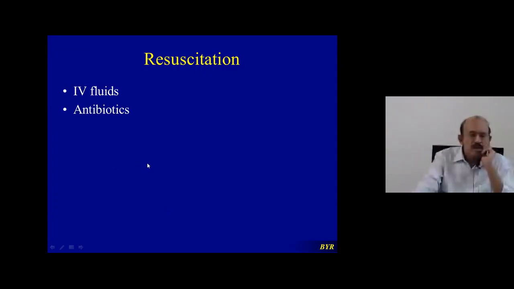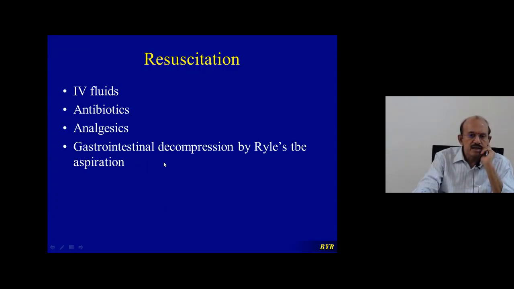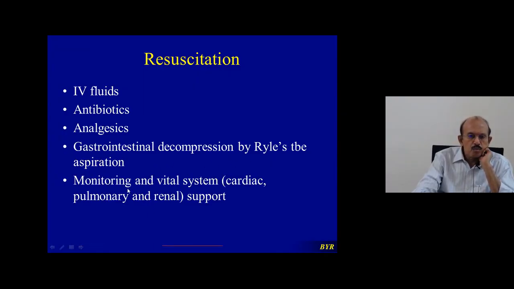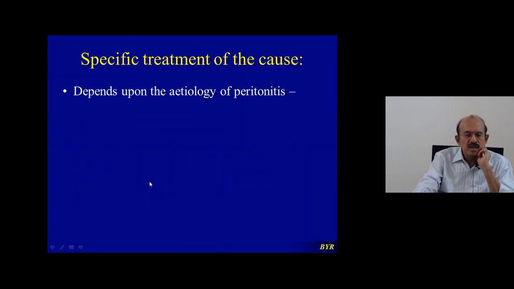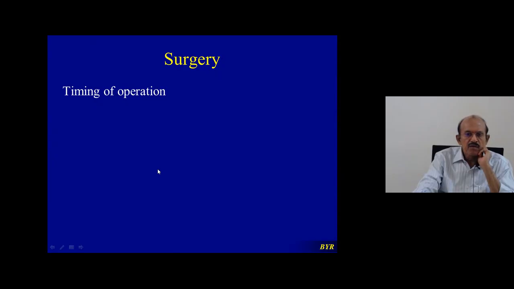Resuscitation: IV fluids, antibiotics, analgesics, gastrointestinal decompression by Ryle's tube aspiration, monitoring and vital system support, because the patients will be having septicemia and hypovolemia. So these things can cause multiple organ dysfunction. So you have to monitor them before they become dysfunctional, and you have to correct it. Specific treatment of the cause depends upon the etiology of the peritonitis. Surgery, non-operative treatment. Surgery is done, timing of operation.